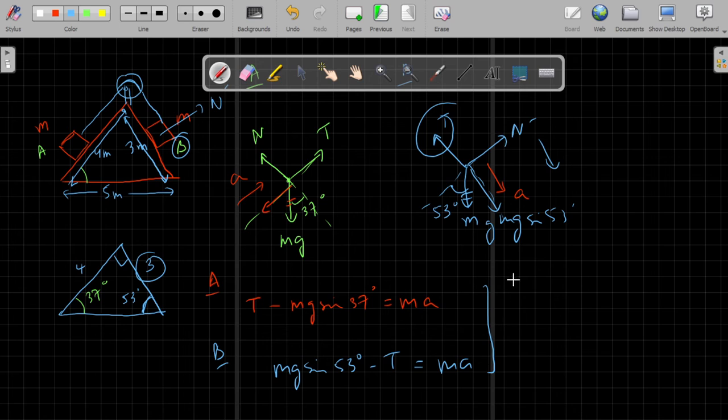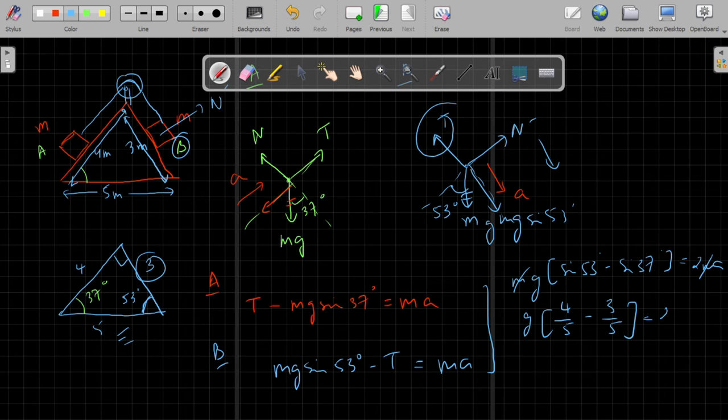If we add these two, we get mg (sin 53 minus sin 37) equal to 2ma. The m and m get cancelled. We get g times (4/5 minus 3/5), which you can find from this particular triangle, is equal to 2a. Or we would say that a is equal to g by 10. So this is the acceleration of both the blocks in the direction which we have chosen.